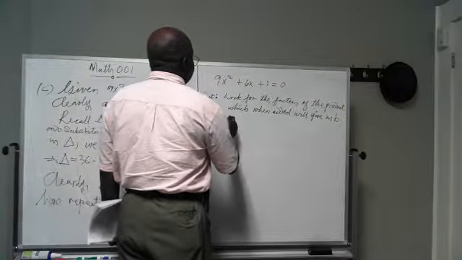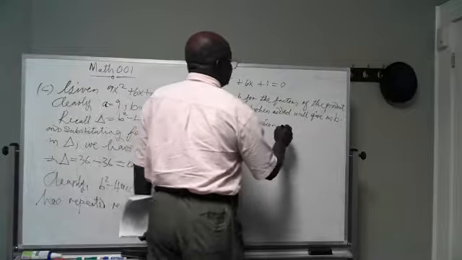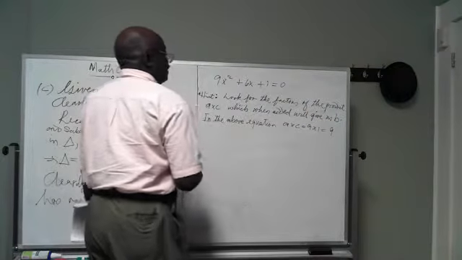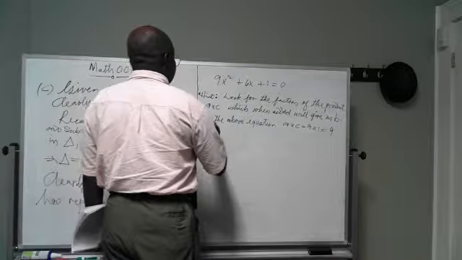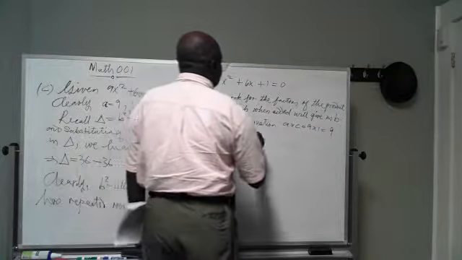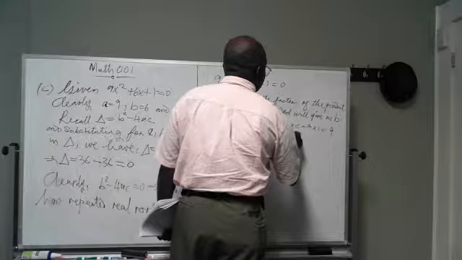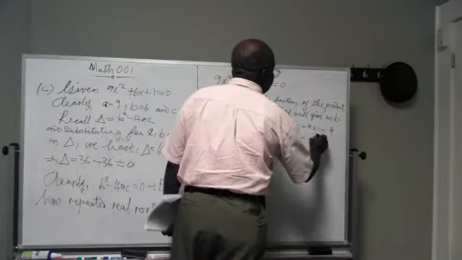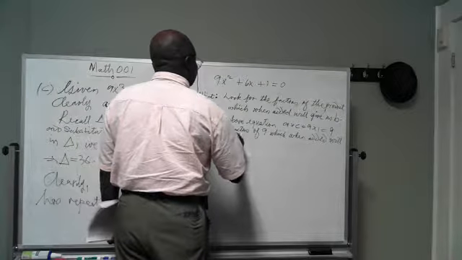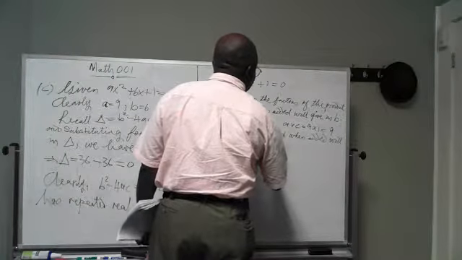In the above equation, A times C equals 9 times 1, which is equal to 9. And the factors of 9 which, when added, will give us 6 are 3 and 3.